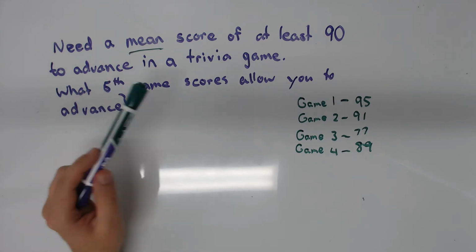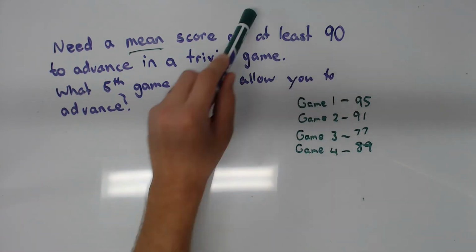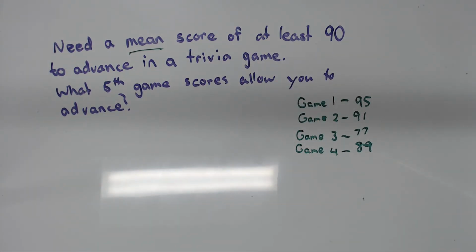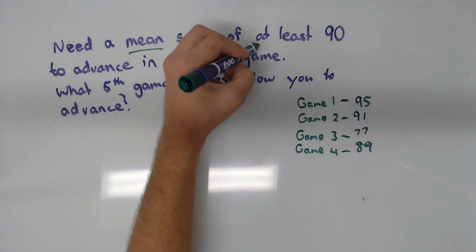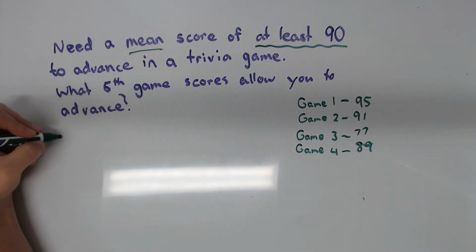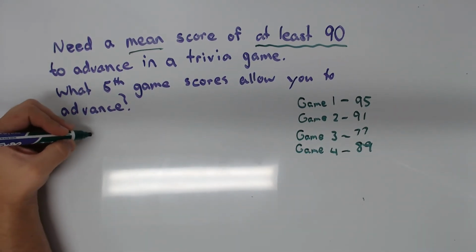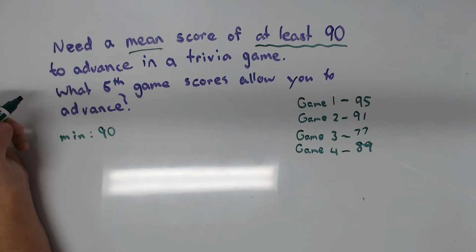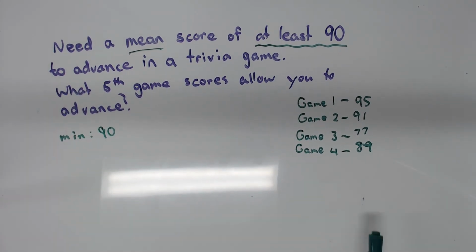So, as we've talked about before, we always want to look for the number that sounds like a minimum or a maximum. At least 90, that sounds like a minimum to me. So a minimum of 90. And then these are our game scores. So we're going to play a fifth game, and we want the average to be at least 90.